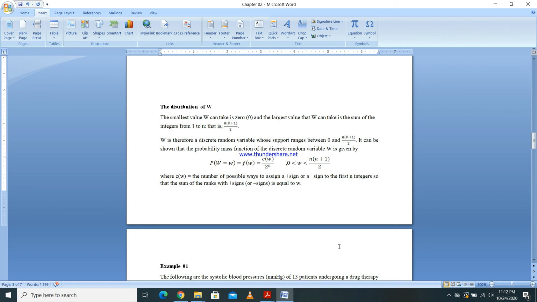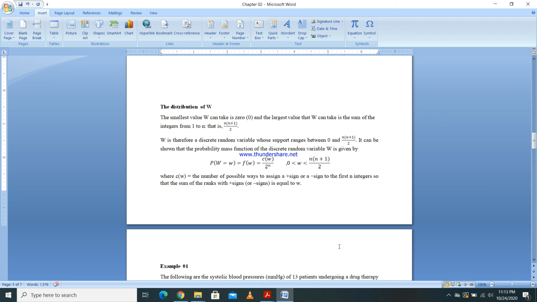So that is the minimum value that W can take. Because of that, when you take this test statistic, sometimes our test statistic is equal to W plus, or sometimes it's equal to W minus. Anyway, the minimum value that it can take is 0. And also, what we are doing here is taking a summation of the rank values.